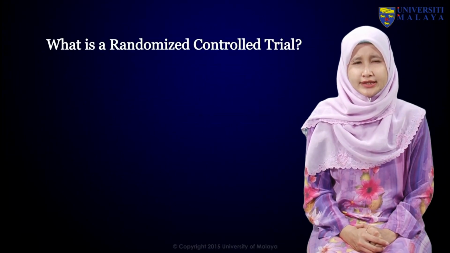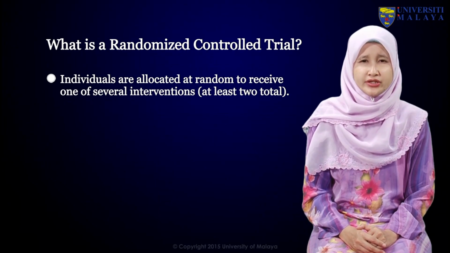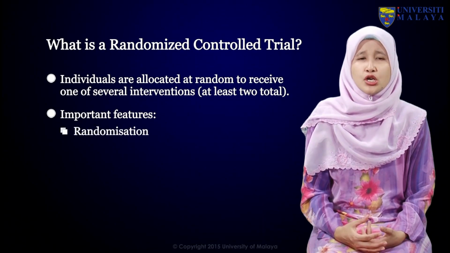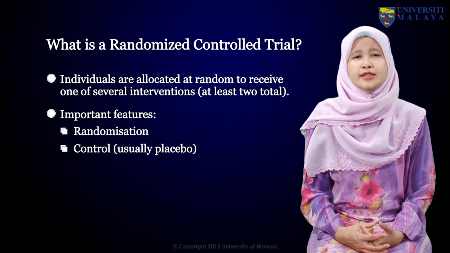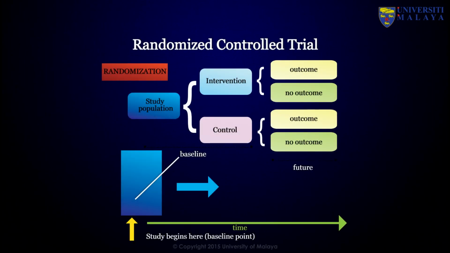In a randomized controlled trial, individuals are allocated at random to receive one of several interventions. The important features in a randomized controlled trial are randomization, control, usually placebo, and blinding. A controlled trial is a study in which participants who are free of the disease or outcome are assigned to a study group. In a randomized controlled trial, participants are assigned to treatment condition at random.